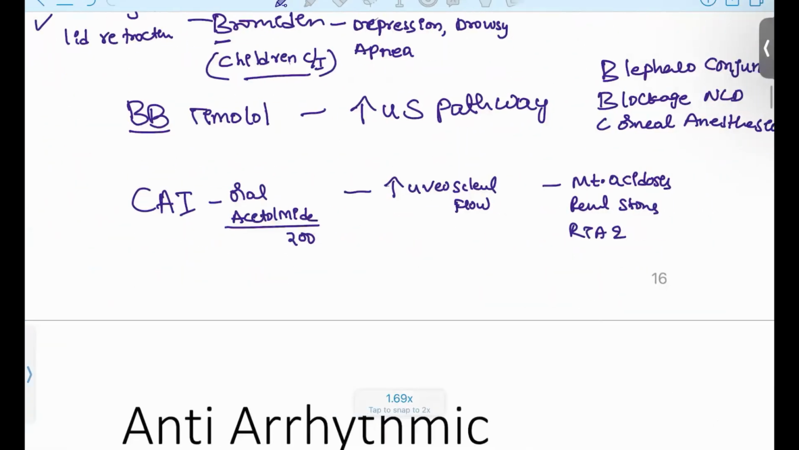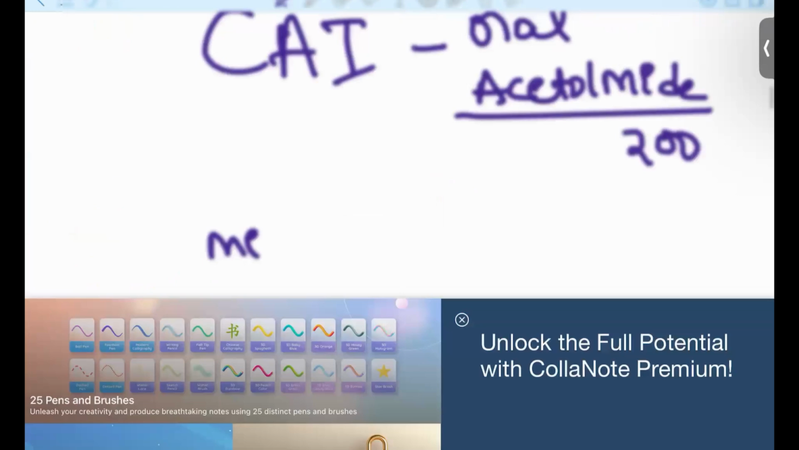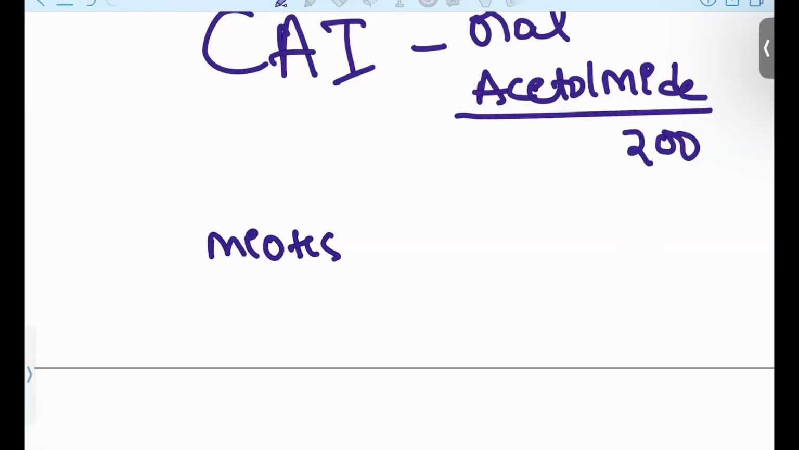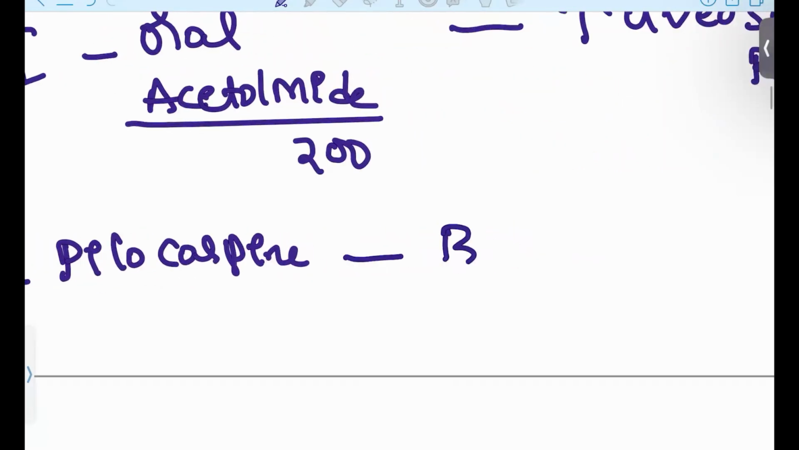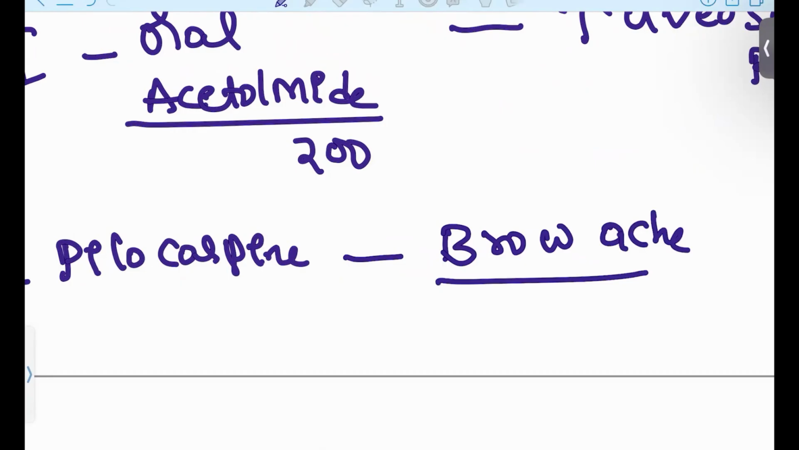Okay. And the last one, miotics. What is the miotic drug we can give for this patient? Pilocarpine. This is also given for closed angle glaucoma. Usually this will cause brow ache. Okay, your eyebrow pain can be caused by this drug.